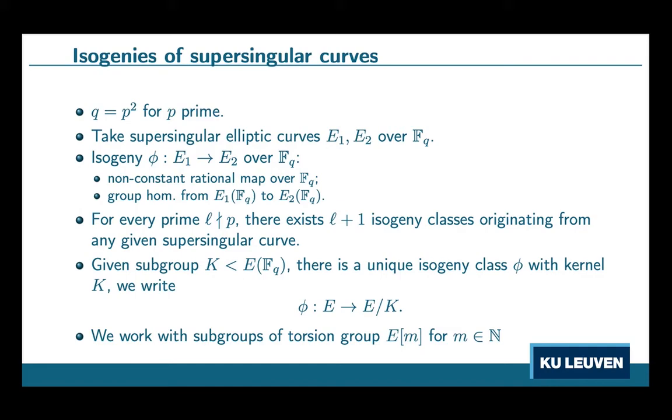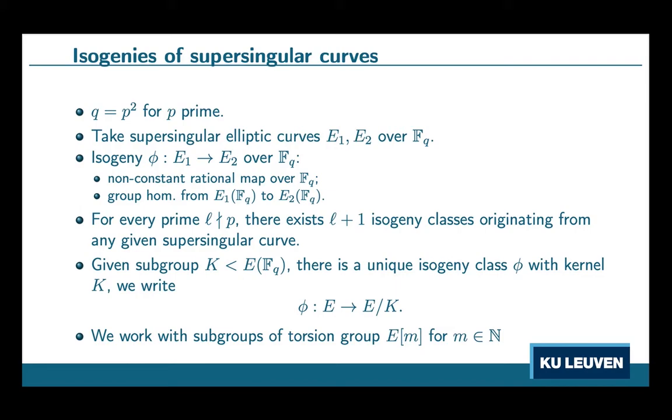Now, the thing to know is that for every prime l that doesn't divide p, there are l plus 1 isogeny classes originating from any supersingular curve. So that means that in this graph of curves, from any node, any class of curve, there are l plus 1 different ways, different edges, to move to a different curve. And this is how the computations take place. We walk across the graph in some sense.